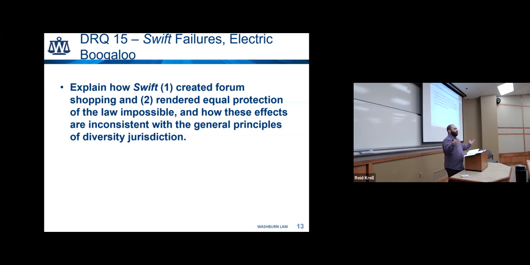But these are forms of forum shopping as well, even if they are different than the forum shopping that we see under the Swift regime. Okay, so Ms. Holman, we're going to come back to you. Can you tell us about how the Swift regime renders equal protection impossible?